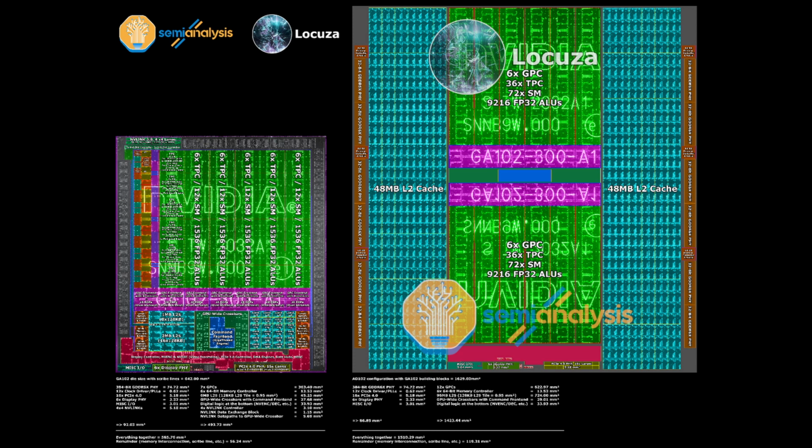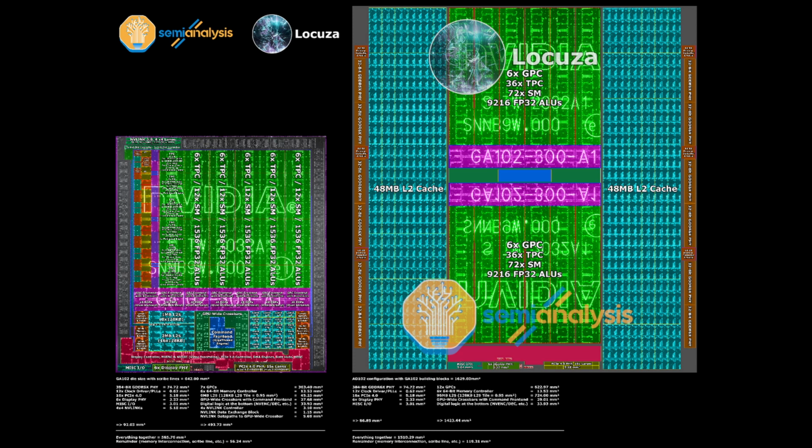NVIDIA could have introduced a higher density, 8 or 16 megabyte per slice, but then they would have to reduce the number of slices vastly, which would reduce the bandwidth, which isn't tenable given the way L2 works on AMD's architecture with the delta color compression and other aspects.